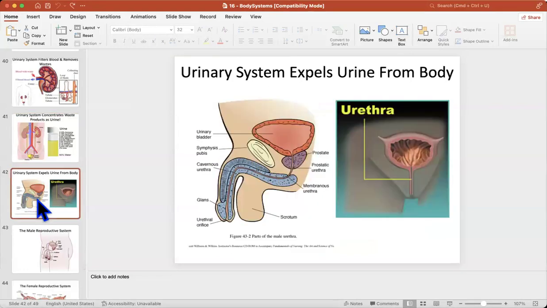So the urine is formed and goes through the ureter and down to the bladder. The bladder is the temporary container for urine. When the bladder is full, the urine goes through the urethra. The urethra is this tube, and the urine comes out.